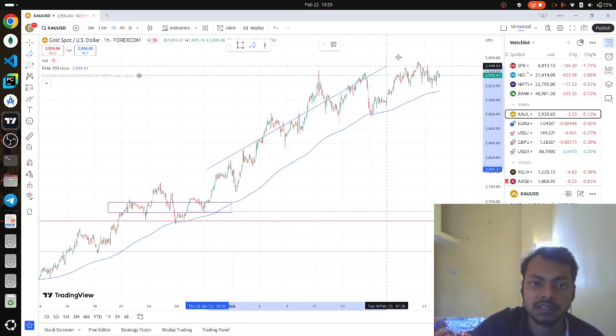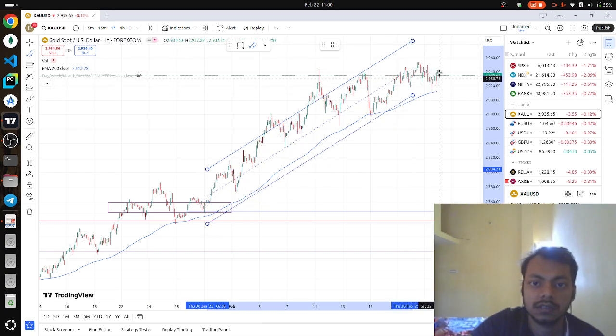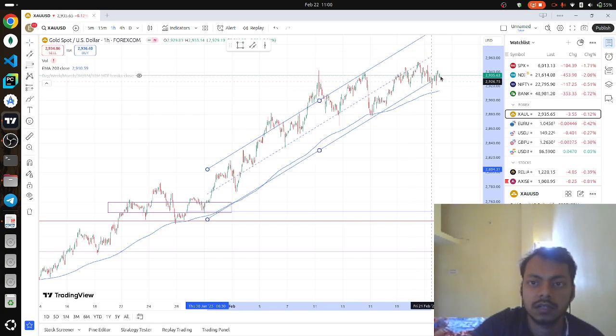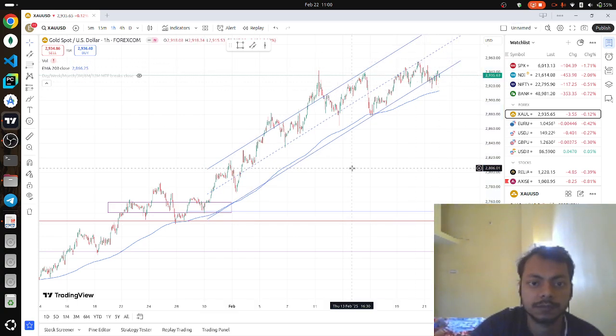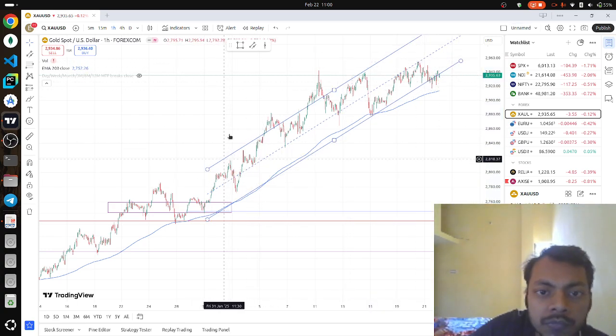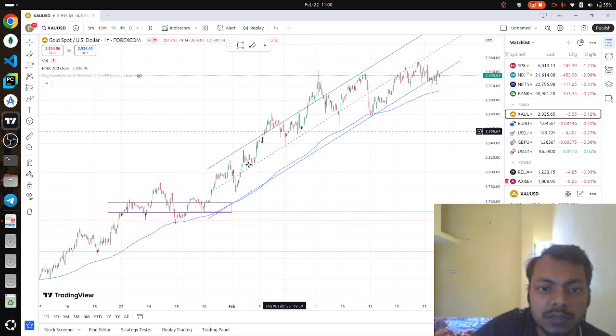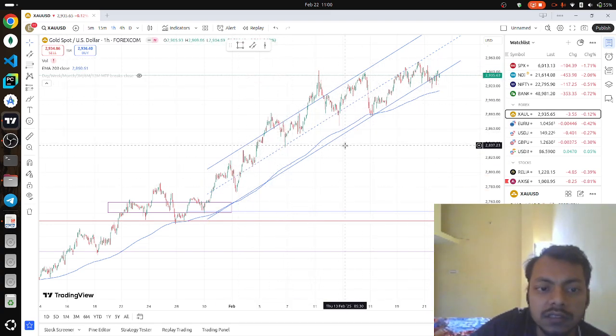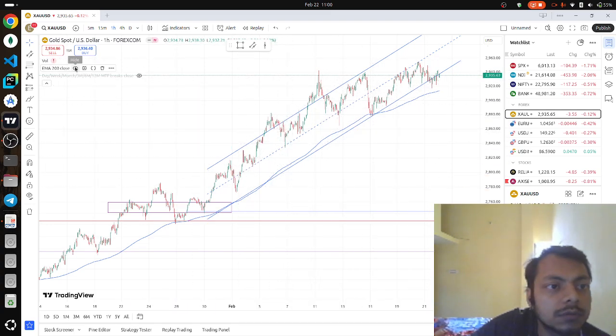If I draw a parallel channel, can I draw it? I think I can. Okay, this one, and yeah, let's draw this. Yes, that's perfect. See here, price traded most of the time here. Let me hide this 200 EMA. This is causing a bit of distraction.